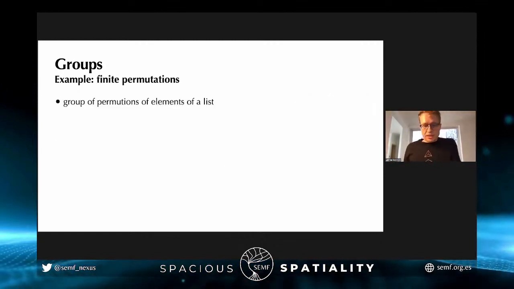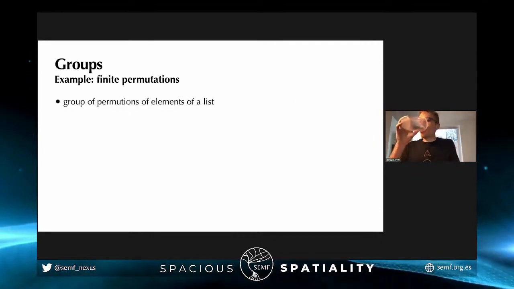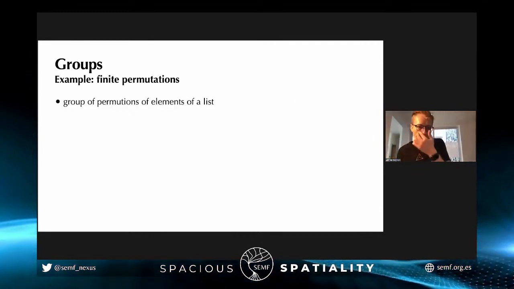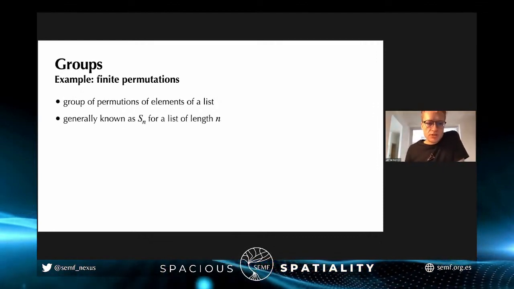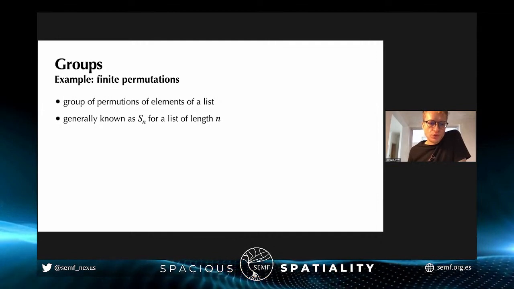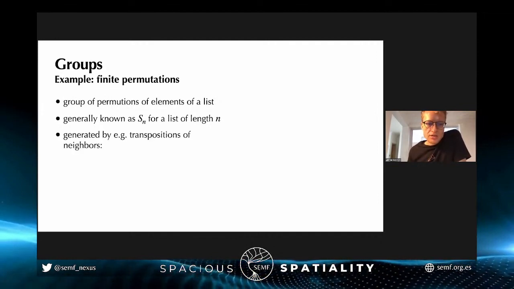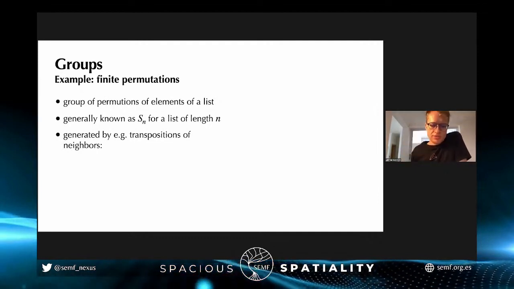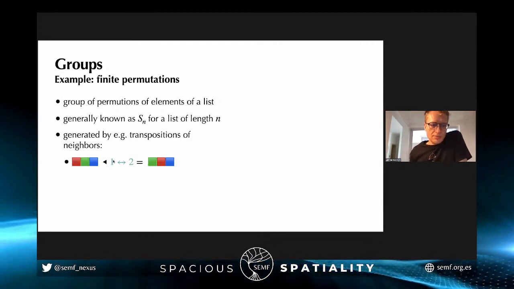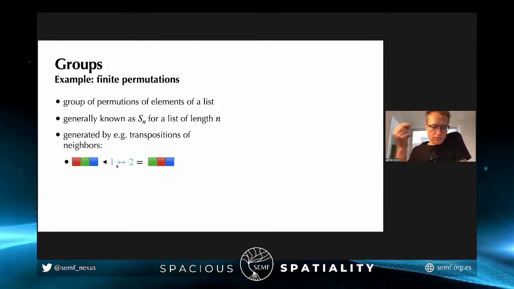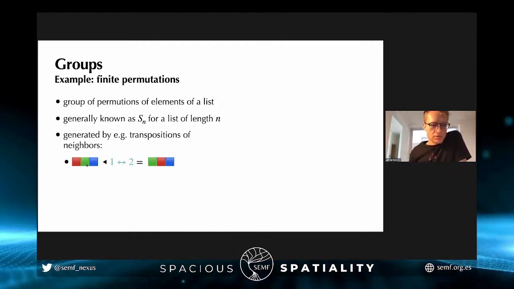Let's look at a fascinating example of another group and the quivers that it generates. We're going to look at permutations of the elements of a list. People generally call this the symmetric group of length n or order n. And the way to see it is that you're acting on lists by swapping elements in some way. So for example, we're going to swap elements 1 and 2. That's the group element. And we're acting on the list of red and green and blue.